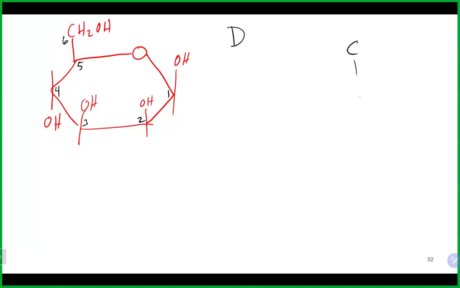So I'm going to go 6 carbons here: 1, 2, 3. I'll just draw the carbons so you can see them. 4, 5, and 6 there. Well, clearly we know 6 is that guy right there, so we'll do a CH2OH. So I'm halfway there. If you had to take a venture of a guess, would this be an aldo or a keto?